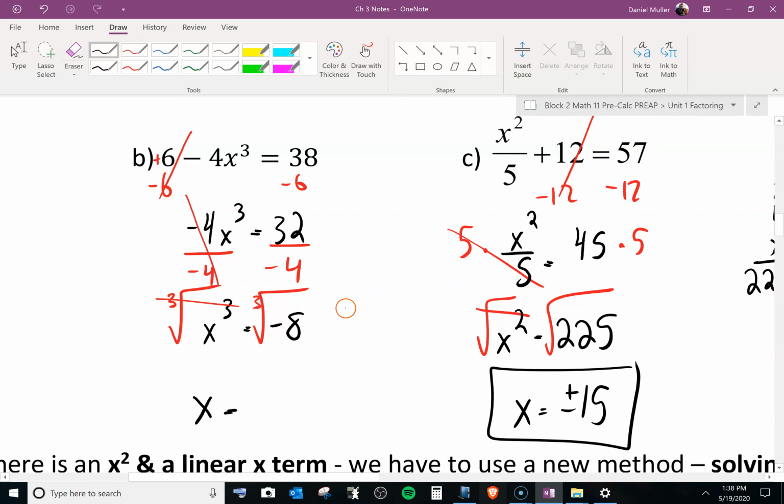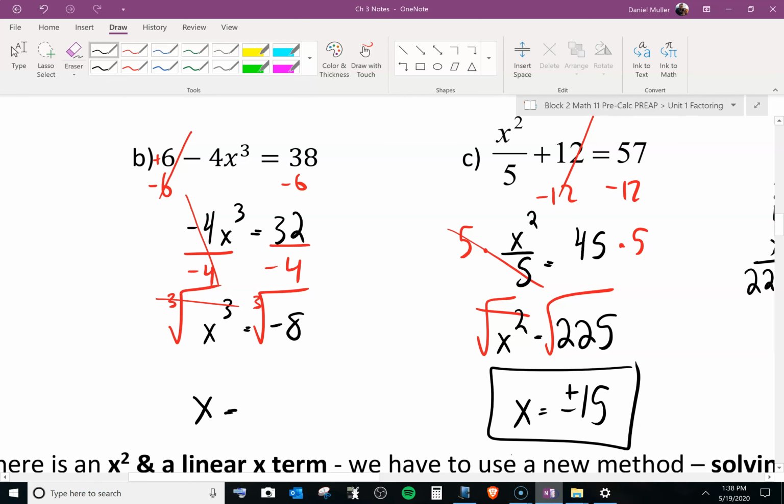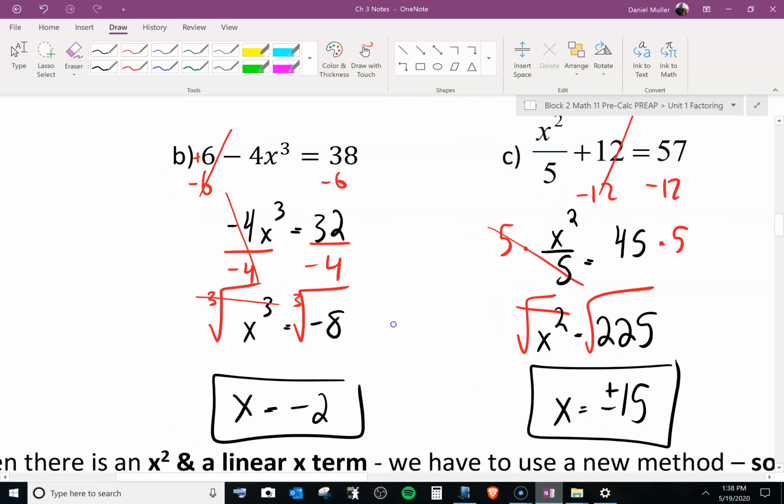And the cube root of 8, so we're trying to think of a number that multiplies by itself and then by itself again to get 8. So 2 times 2 times 2 is that number. 2 times 2 is 4 times 2 is 8. So you can't square root a negative number, but you are allowed to cube root it, which is what we're doing. So the cube root of negative 8 is negative 2. So I'm saying, well, negative 2 is our answer.